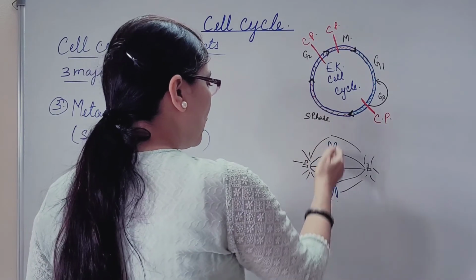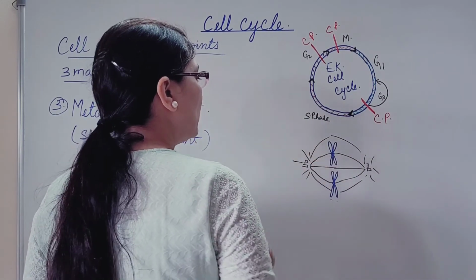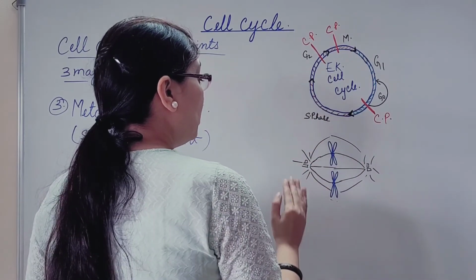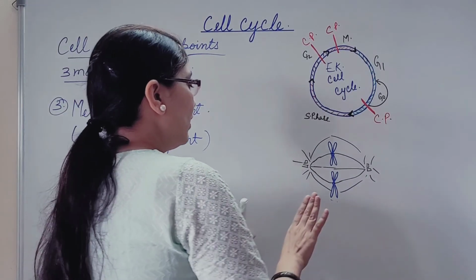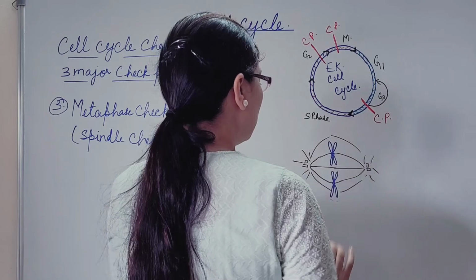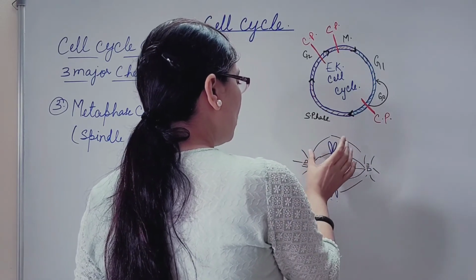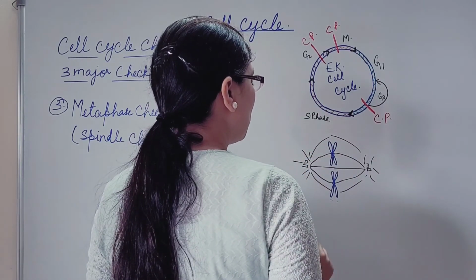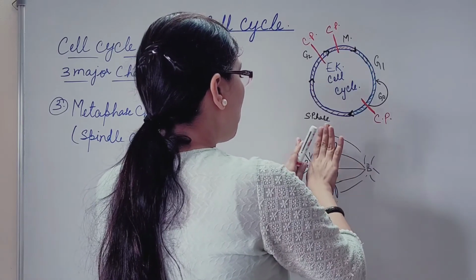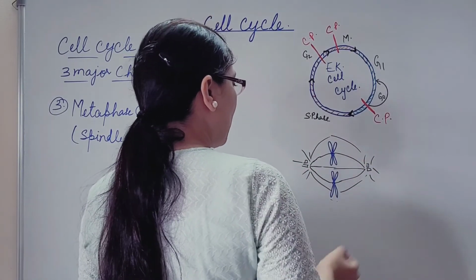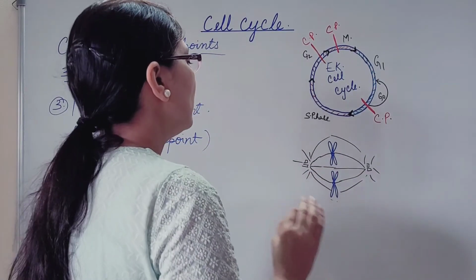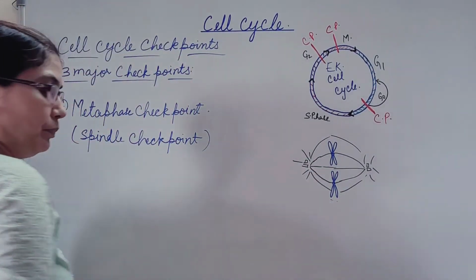So it checks whether the chromosomes are properly attached to the spindle fibers, because after metaphase comes anaphase, and in the anaphase there is separation of the sister chromatids. If these chromosomes are not properly attached to the spindle fibers, then the proper separation of sister chromatids will not take place, and we know that anaphase is irreversible.